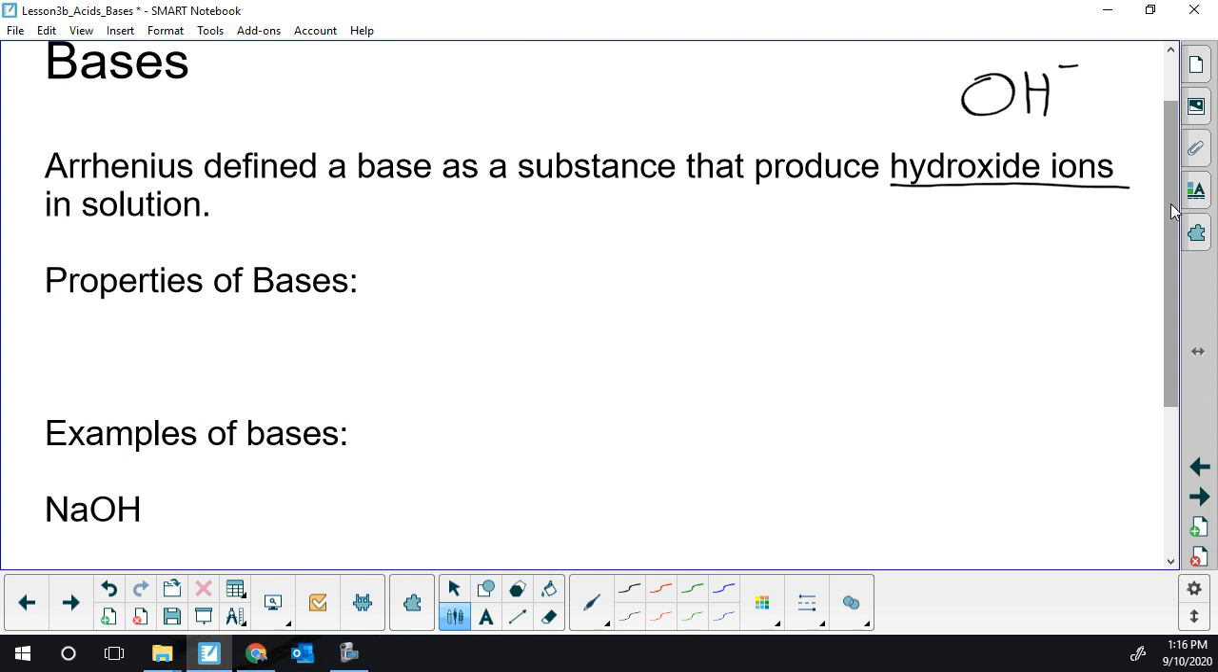I don't encourage you, please don't taste any of the bases in the lab. But if you did, they tend to give a bitter taste, and they're very corrosive. The Arrhenius ones are incredibly corrosive.